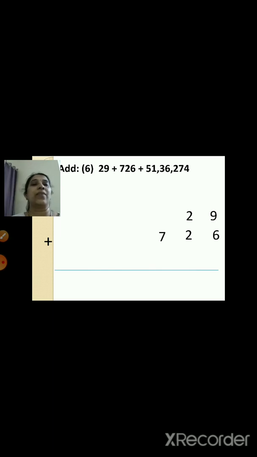Next set is 51 lakh 36,274. So 4 in the units place, 7 in the tens place, 2 in the hundreds place, 6 in the thousands place, 3 in the 10,000s place, 1 in the lakhs place and 5 in the 10 lakhs place. So now let's add them.